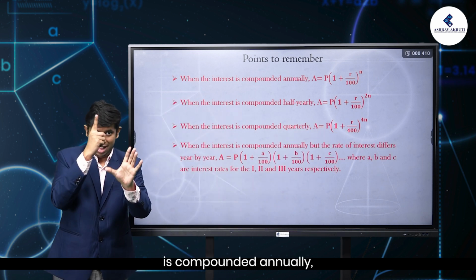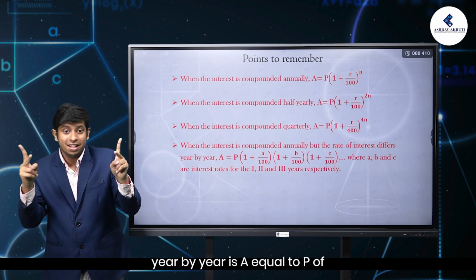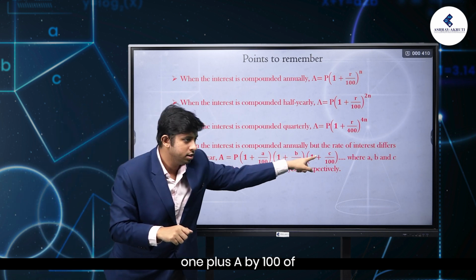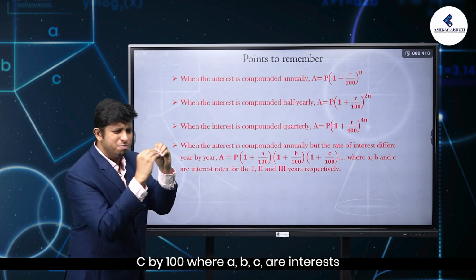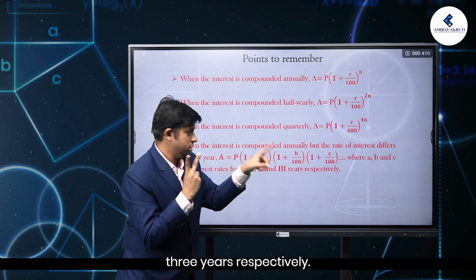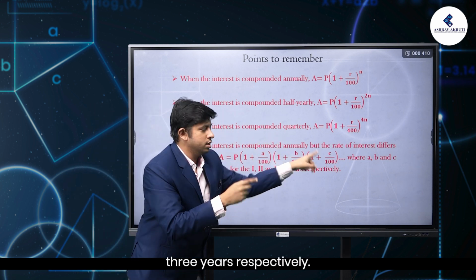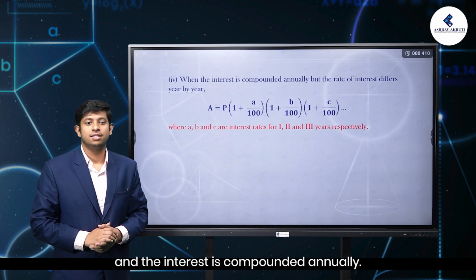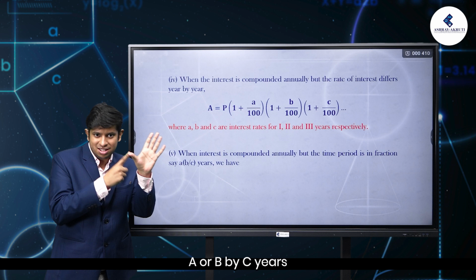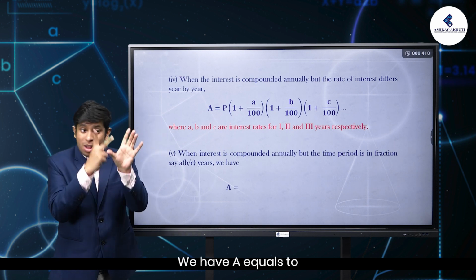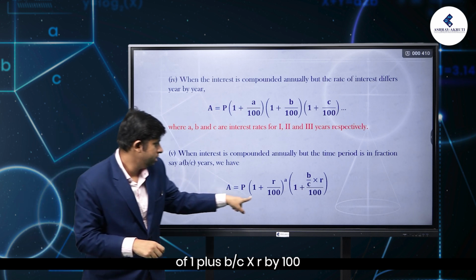When the interest is compounded annually, but the rate of interest differs year by year, A is equal to P of 1 plus a by 100, of 1 plus b by 100, of 1 plus c by 100, where a, b, c are interests for 1, 2 and 3 years respectively. When the interest is compounded annually, but the time period is in fractions, say a and b by c years, we have A equals P of 1 plus R by 100 whole to the power of a, into 1 plus b by c into R by 100.